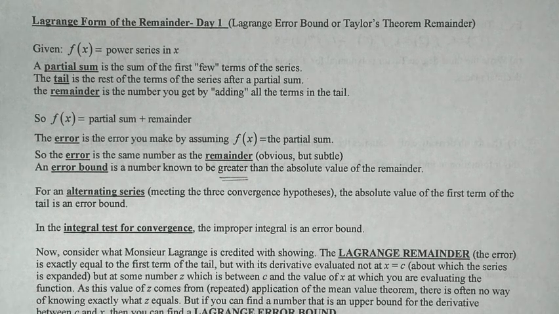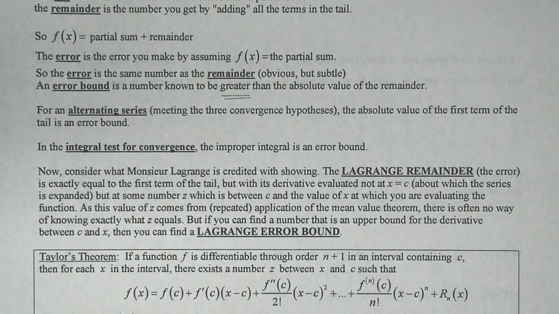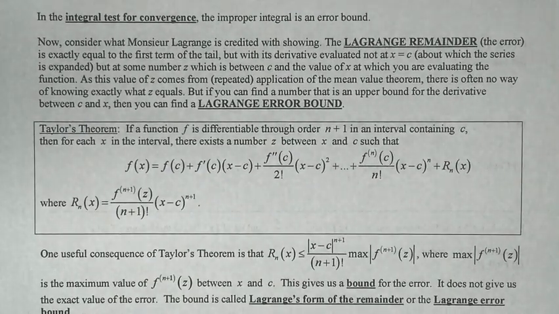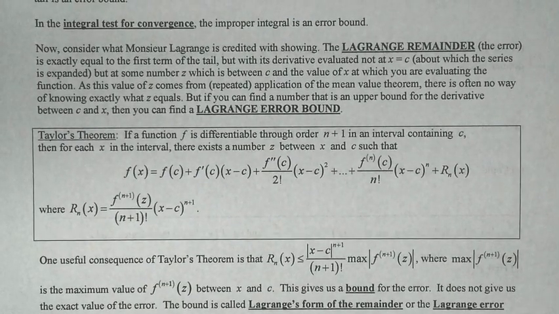But if we can find a number that is an upper bound for the derivative between c and x, then we can find this famous Lagrange error bound. So how does this formula look? It's going to be very similar to how we built a Taylor series or a Taylor polynomial.